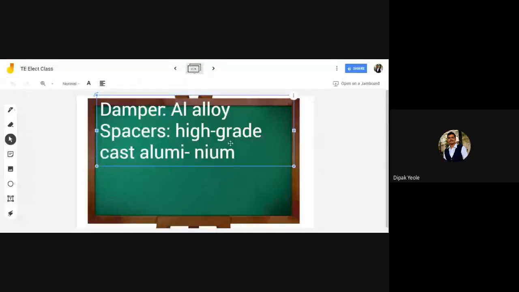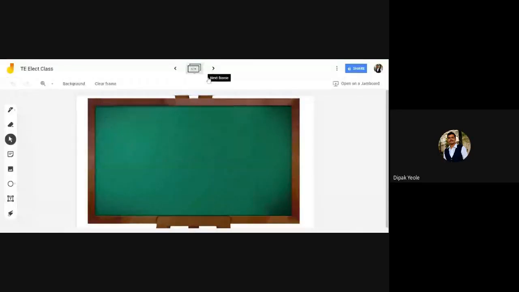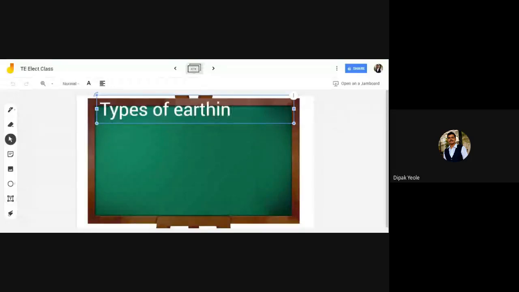The high grade cast aluminium. So this part we have discussed. Okay, so we have found there are types of earthing. If you remember the types of earthing, you can put or unmute yourself and answer this question. So what is the first part?